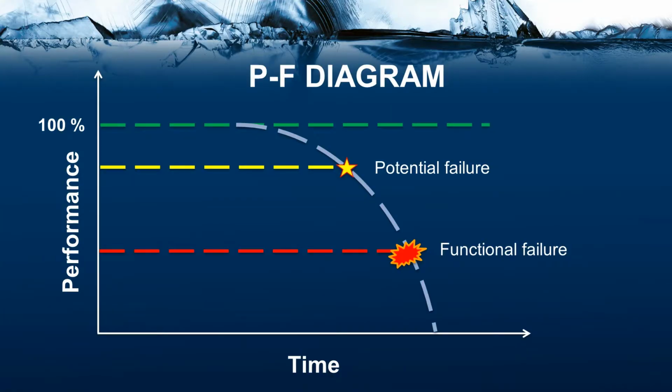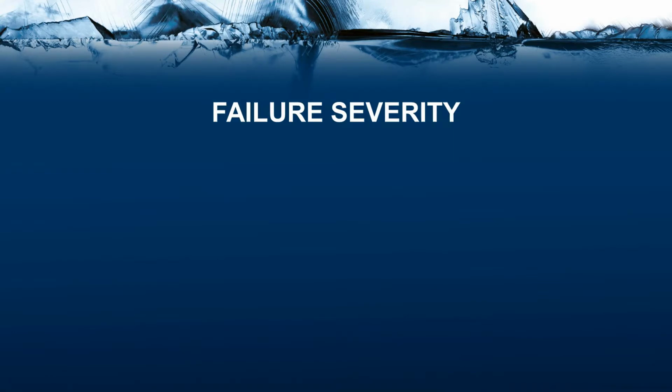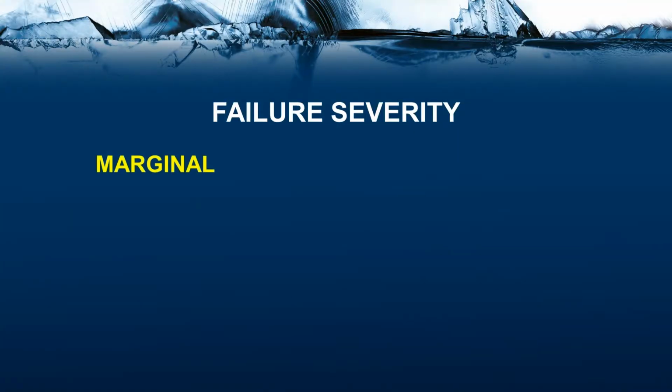And using the concept of potential failure and functional failure, one can define a planning time horizon for maintenance. If I get a potential failure here at time T1, I have this much time to plan my maintenance action. This is one of the important outcomes of this PF diagram. Now we'll be looking into failure severity. Failure severity can be classified into three broad classes: marginal, critical, and catastrophic.